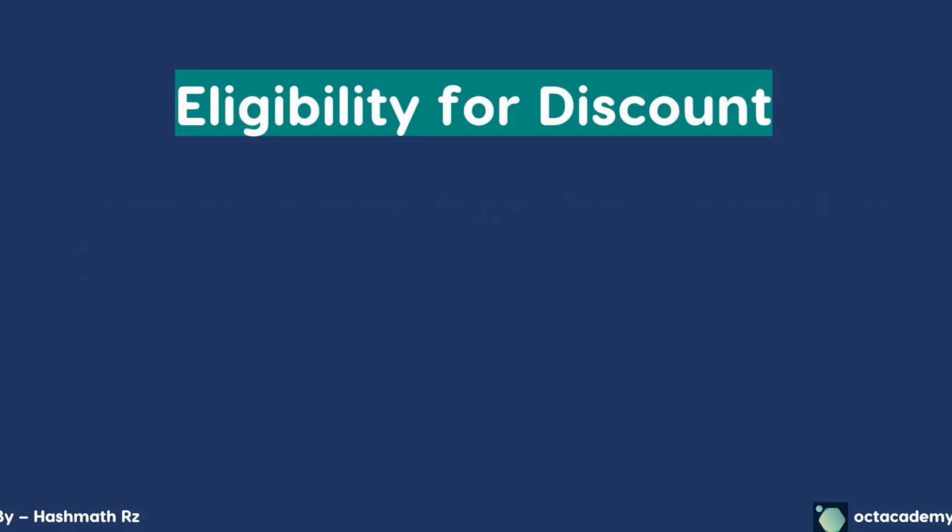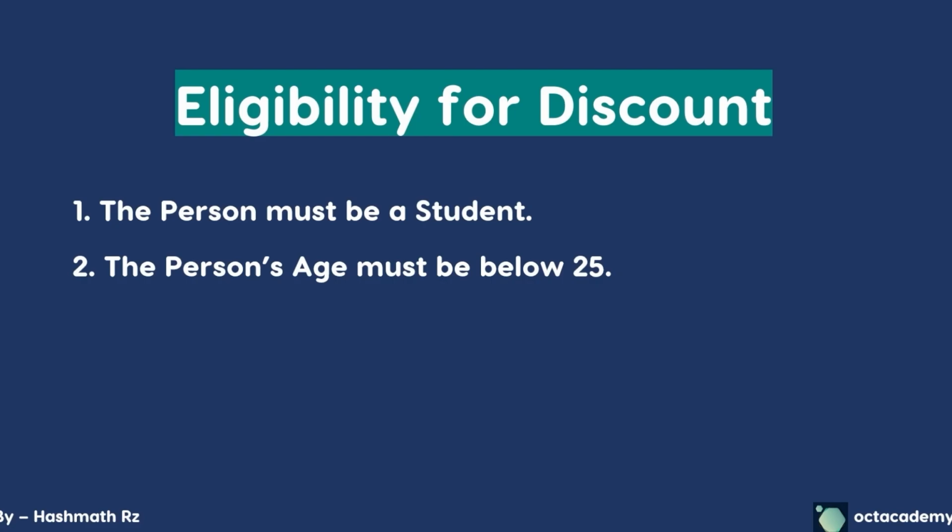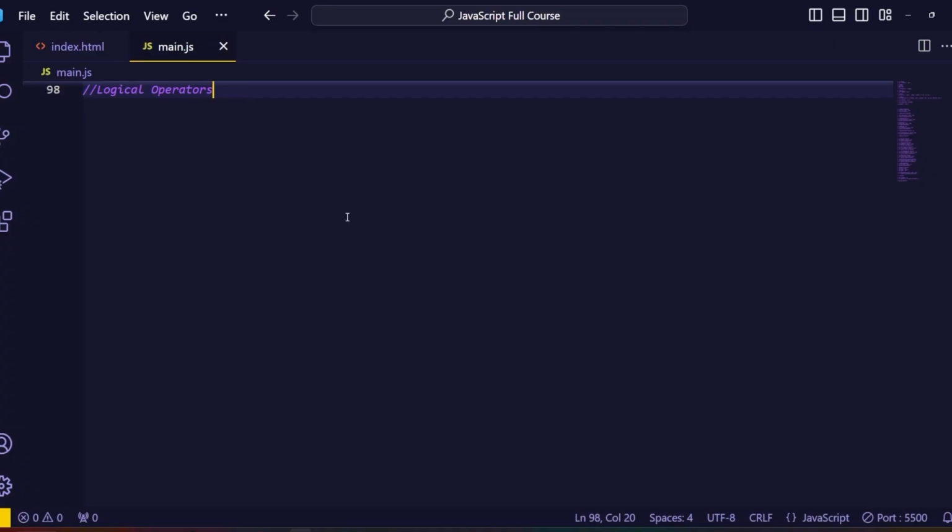Guys, think if we want to check if a person is eligible for a certain discount, there are two conditions that need to be satisfied for this discount to apply. The first condition is the person must be a student, and the second condition is the person's age must be below 25. So how do we check these conditions? For this, we can use the logical AND operator to combine these conditions. So let's see this in action.